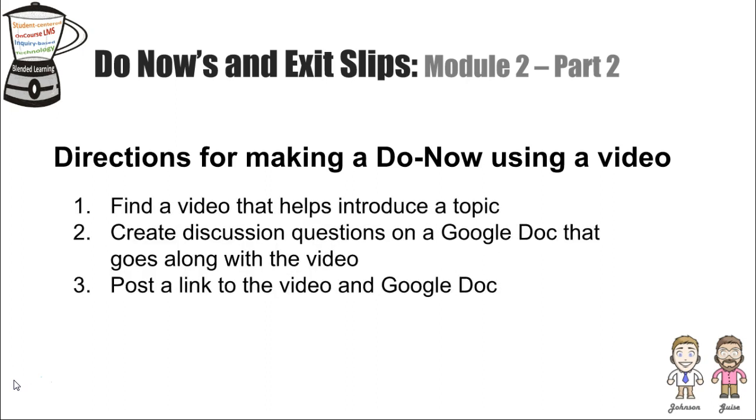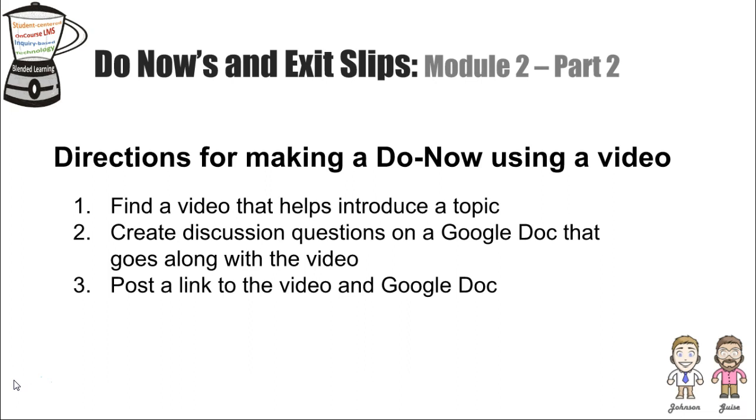The three steps that we need to take are to find a video. It's very easy if you can find a YouTube video, but there are ways around finding other sources of videos as well that we can incorporate into this. The second thing is we want to create discussion questions that are going to challenge the students enough that you're going to get some variability in your answers. So we want them to think deeply on the specific topic that we are trying to get them to learn.